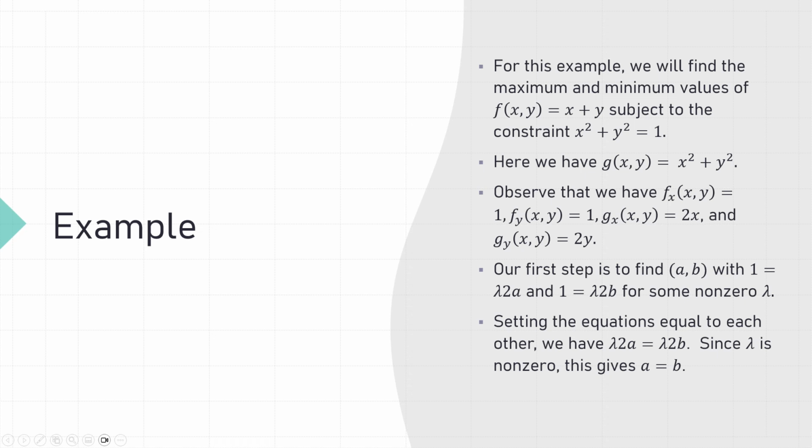But notice all we've used so far is the condition on the partial derivatives, we haven't used the fact that the point a, b has to satisfy our constraint as well. And that's an easy thing to forget when you're doing these problems, is that you have to go back and use the constraint often as well.